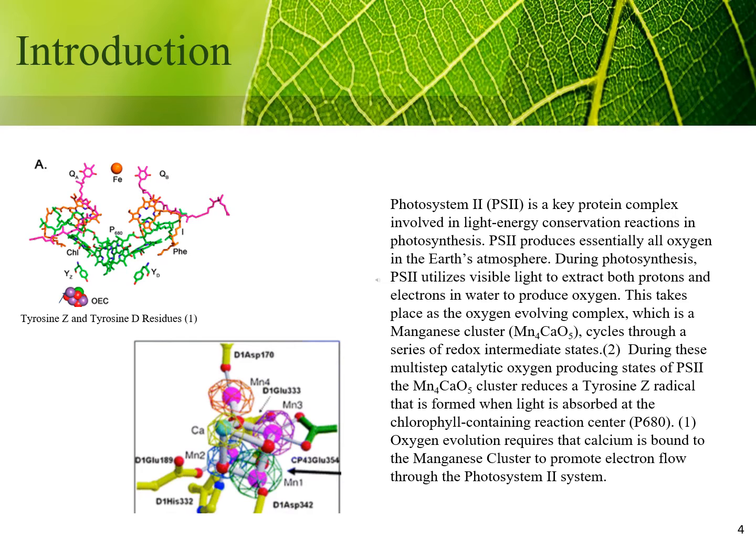Photosystem II is a key protein complex involved in light energy conservation reactions in photosynthesis. During photosynthesis, PS2 utilizes visible light to extract both protons and electrons in water to produce oxygen. This oxygen that is produced makes up essentially all the oxygen in the Earth's atmosphere. Photosystem II generates two tyrosine radicals, Tyrosine Z and Tyrosine D. The Tyrosine Z radical does not decay when the electron transfer is inhibited in the oxygen evolving complex.